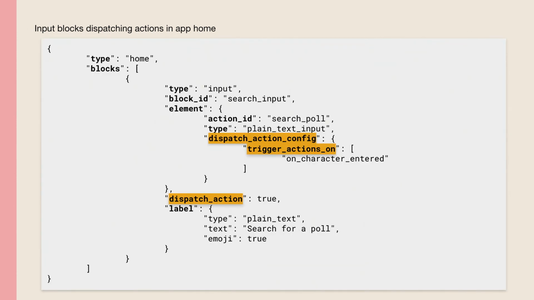Here's a closer look at that payload. Remember, this is also already in your Glitch app. You can uncomment the block now, and we'll check it out in our app home.